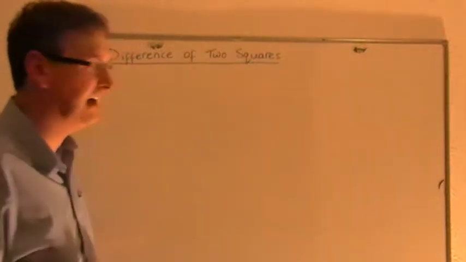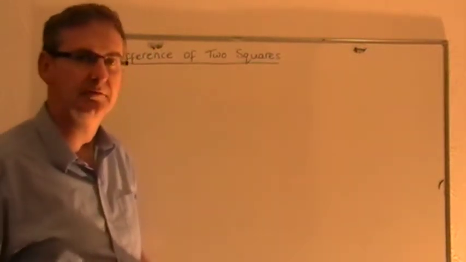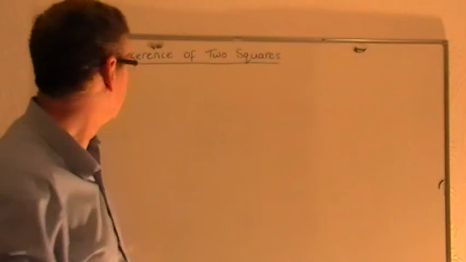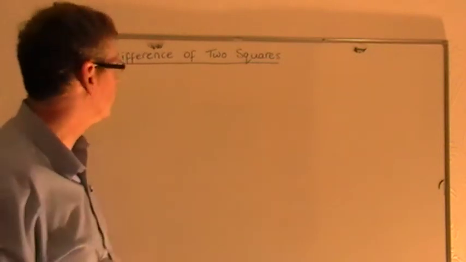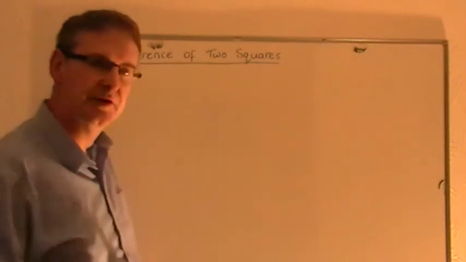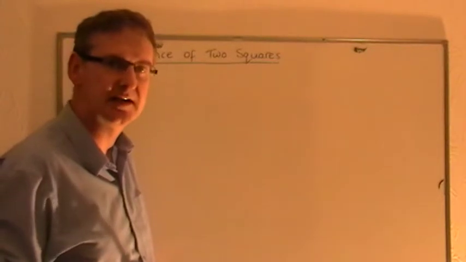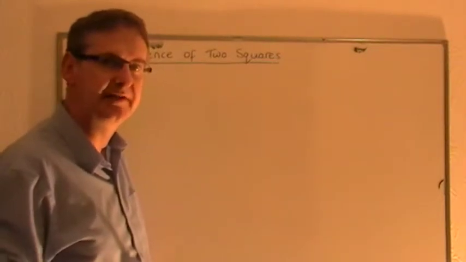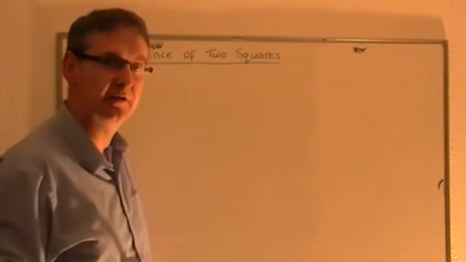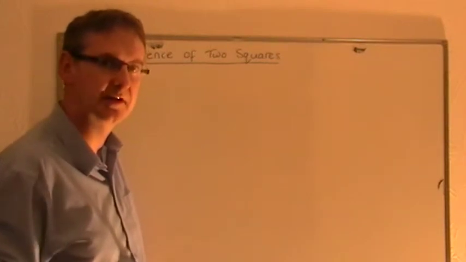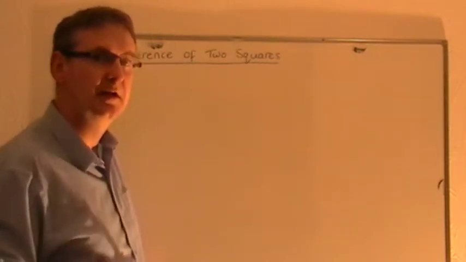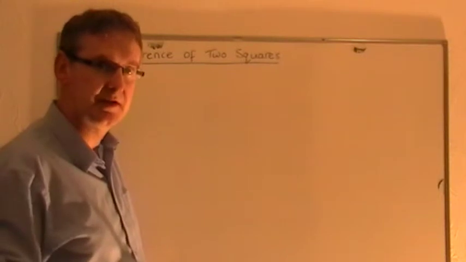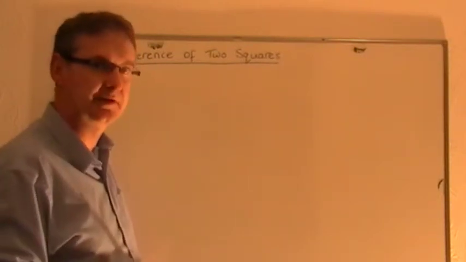Let's have a look at the second of the factorisation techniques that we've looked at in the past. This one's the difference of two squares. The first technique is the common factor technique, and whenever you're given anything to factorise, that's what you should check first. Can you factorise it by the common factor technique? If not, the next thing you ask is, is it the difference of two squares?